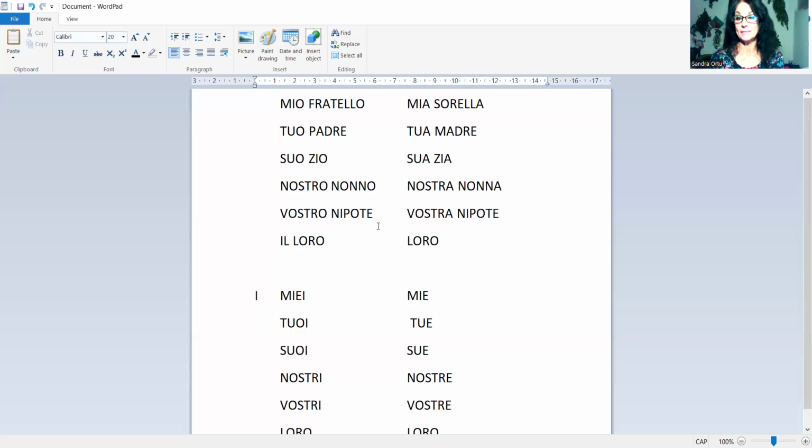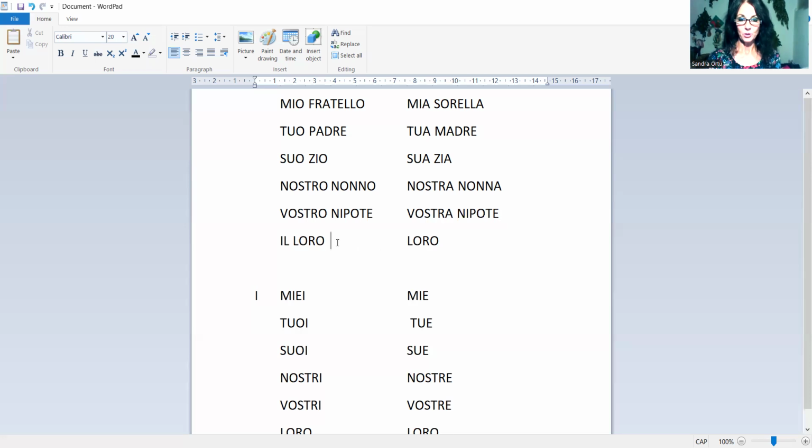So why did I write exactly the same thing? So vostro nipote, vostro tells us that it is a male, so it's a boy. And vostra nipote tells us that it is a girl. The word nipote means two different things. It can be a grandchild, so a boy or a girl, or it can be a nephew or a niece. Again, normally you would understand this from the context.